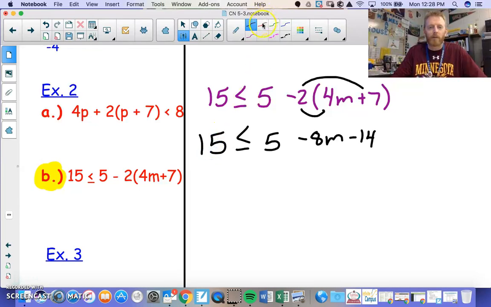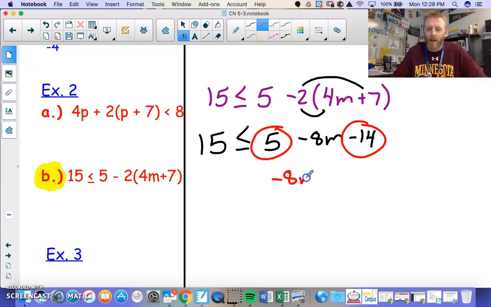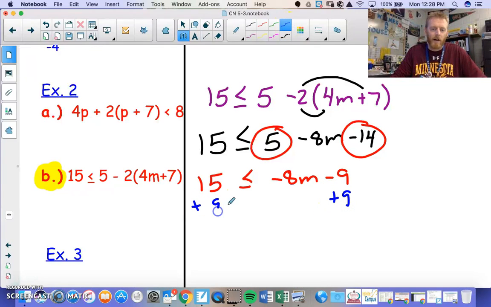So just like previous problems, we're going to combine like terms if we can. So this 5 and this negative 14 combine together. So we're left with a negative 8m, and those two make a negative 9. And then we're solving just like we did in the first two examples. So we're going to get rid of that minus 9 by doing plus 9 on both sides. That leaves us with 24 is less than or equal to negative 8m. That's an 8. Oof, that is ugly.